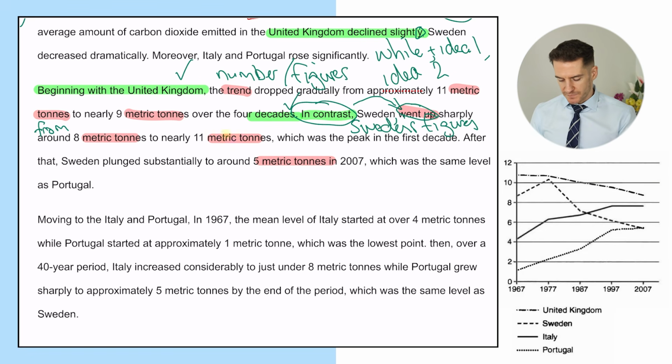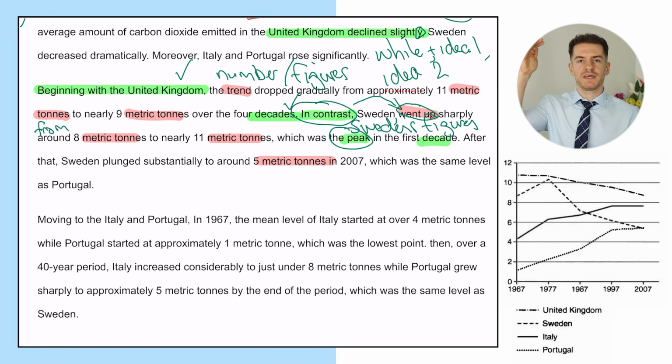Nevertheless, let's continue. Which was the peak in the first decade? Okay, fantastic. We've got a bit of comparison. Okay, peak in the first decade. Remember that the question itself asked for comparisons. Okay, it said make comparisons where relevant, and we're doing that by talking about the peak, okay, the highest number.